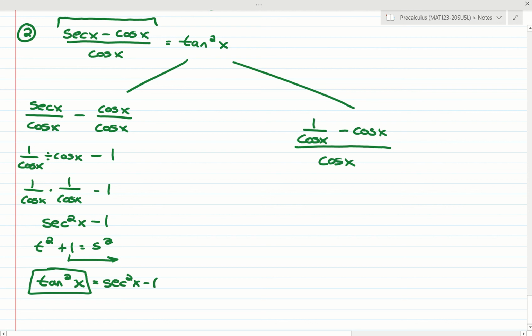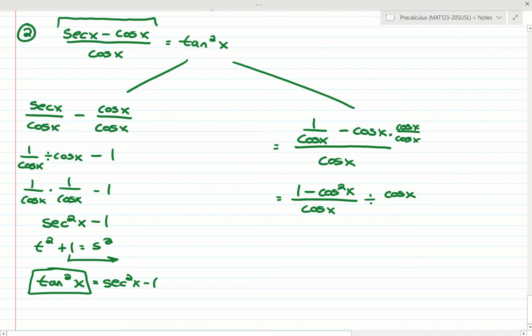Now, we convert it to sines and cosines. Let's get a common denominator on top. I'll have to multiply this cosine by cosine over cosine. And we get 1 minus cosine squared of x over cosine of x. That's the numerator, divided by cosine.